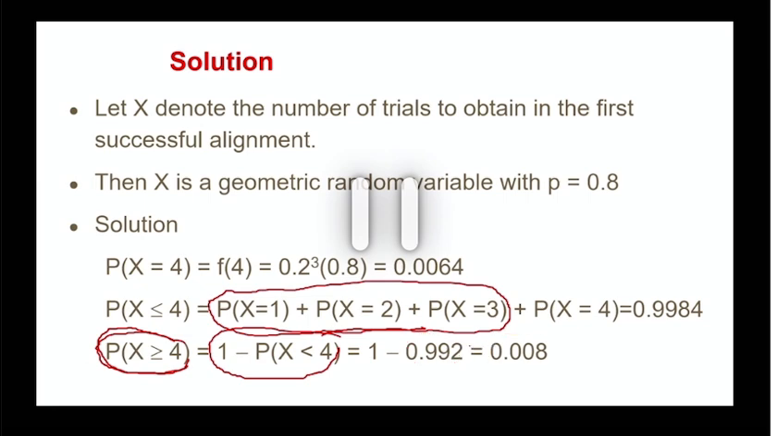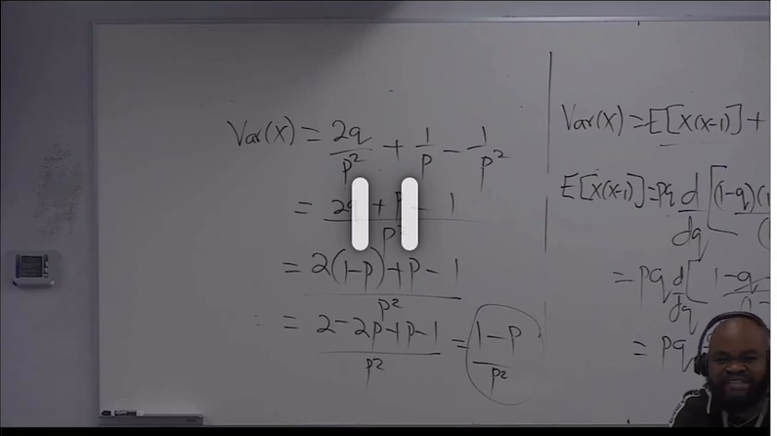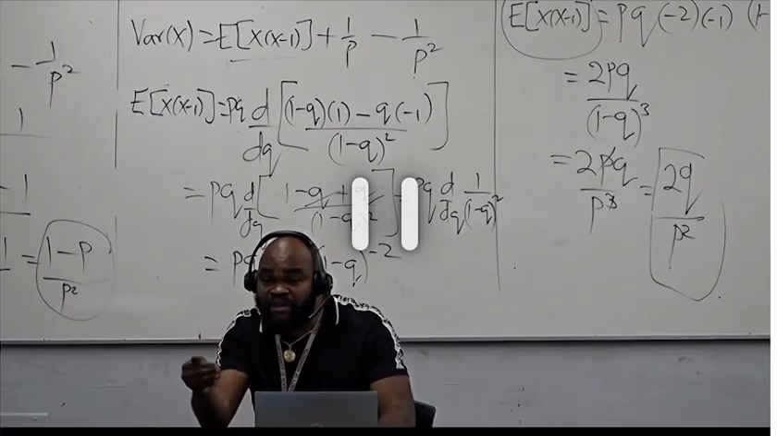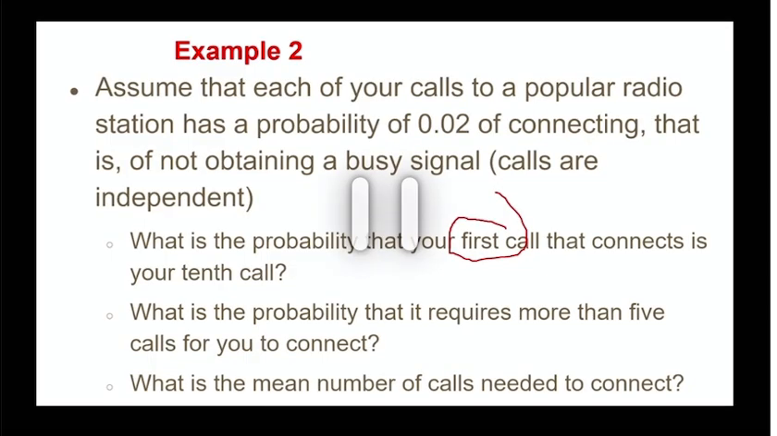Okay? Now, I want to move on. If you pay attention to another example: assuming that each of your calls to a popular radio station has a probability of 0.02 of connecting, that is, of not obtaining a busy signal, and calls are independent. What is the probability that the first call, look at that again, first. Whenever you see first, you have to use geometric. Connect is your 10th call. Oh, your 10th call will be the one that will connect. 10th call means X equal to 10. It means you need 10 Bernoulli trials. Then it asks, what is the probability that I require more than 5? What is the mean number of calls needed?